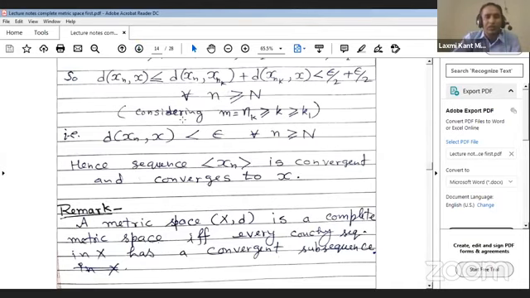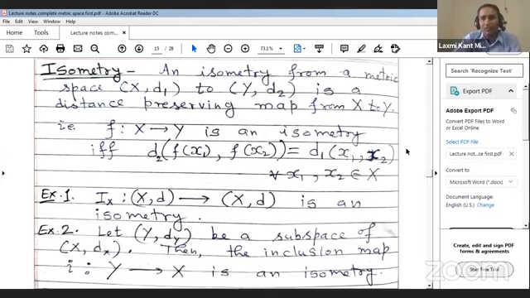Okay, so next we have already discussed isometry in the previous lecture. What is isometry? Isometry is nothing but a function from one metric space to another which preserves distance. We can see these two examples here. What is the example? The example is the identity function from a metric space X to itself. It is trivially an isometry since it preserves distance.